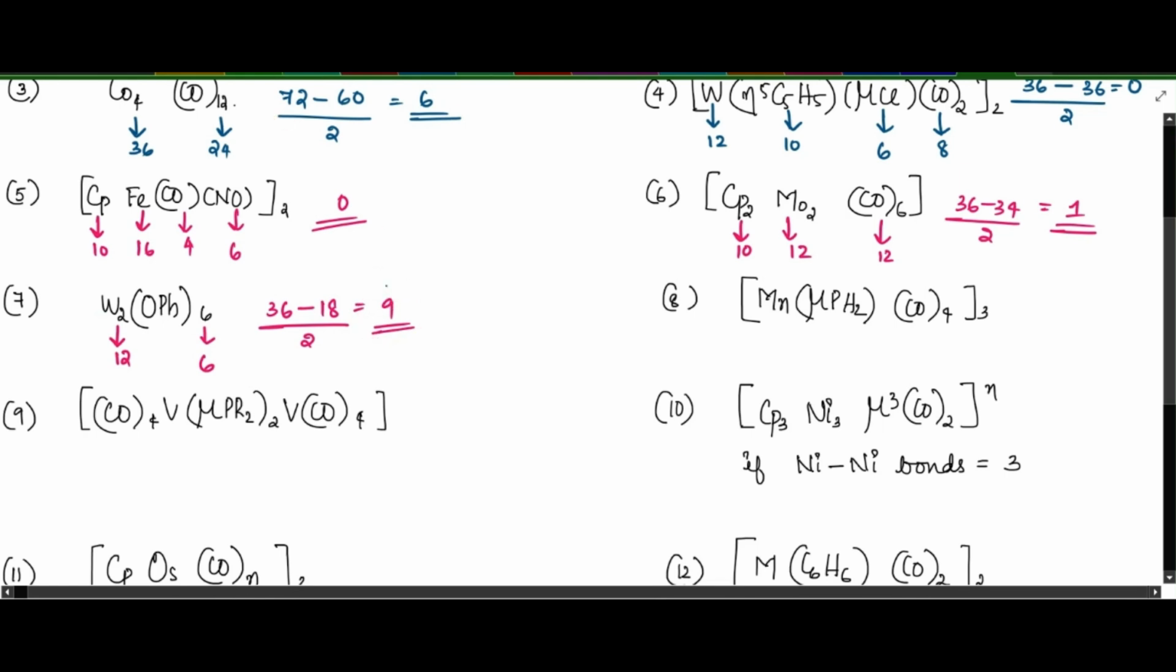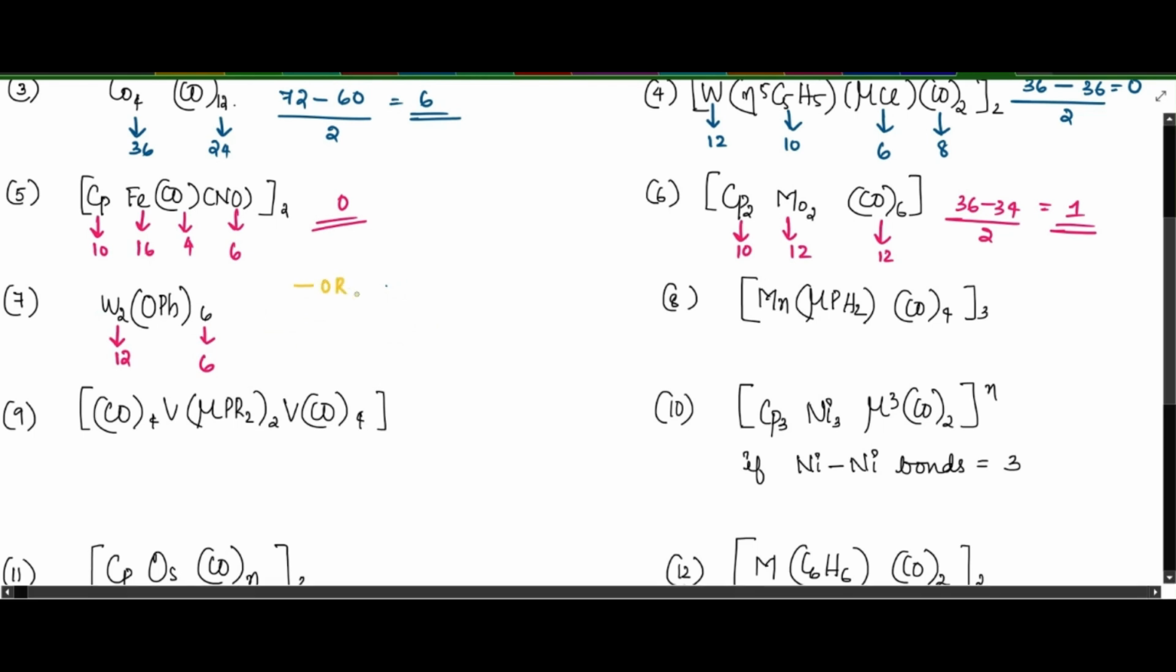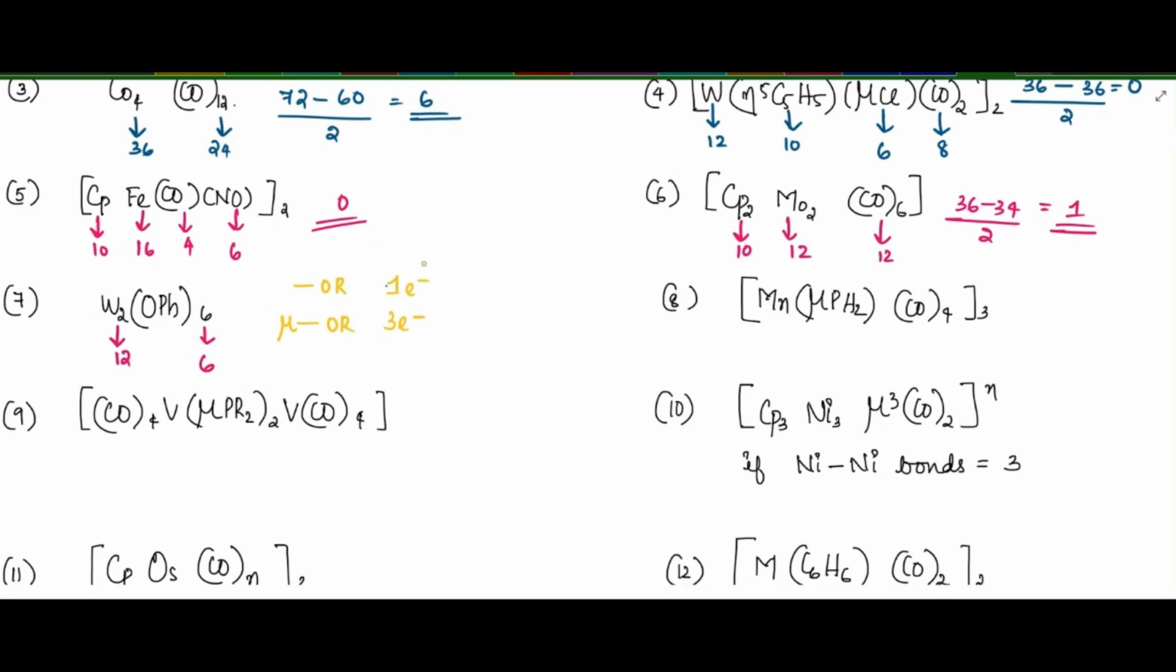So what you have to consider is OH, as we said, just like chloride. OR contributes 1 electron, and there is mu OR which contributes 3 electrons. When we took 1 electron, we got 9. You put 3 electrons because 9 was not an option. You put 3 and then find the answer.